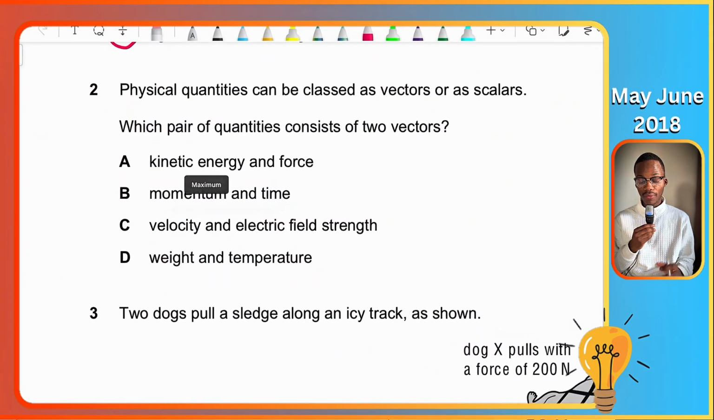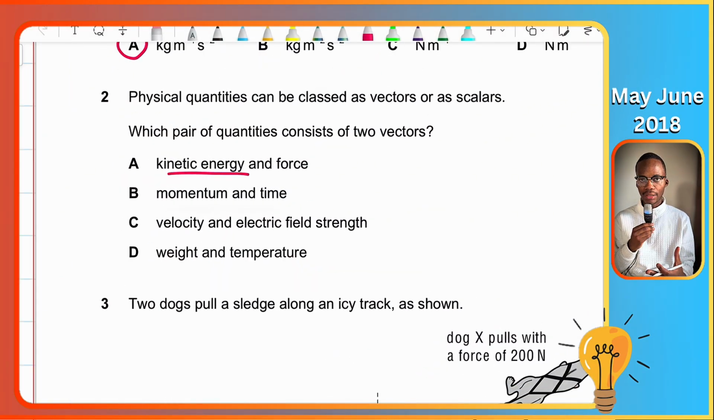If you look at the first one, kinetic energy and force, kinetic energy is a scalar, right? You don't care about the direction in which this energy is acting. It's 10 joules. If you're riding a bike, it's going to be 10 joules. Momentum and time: time is a scalar. You don't care about the direction. It's 20 seconds, that's 20 seconds. But velocity and electric field strength are two vector quantities that you should know. You don't exactly do electric field strength, but it's important for you to know that it is a vector quantity. And weight and temperature: weight is a vector, but temperature is not a vector.